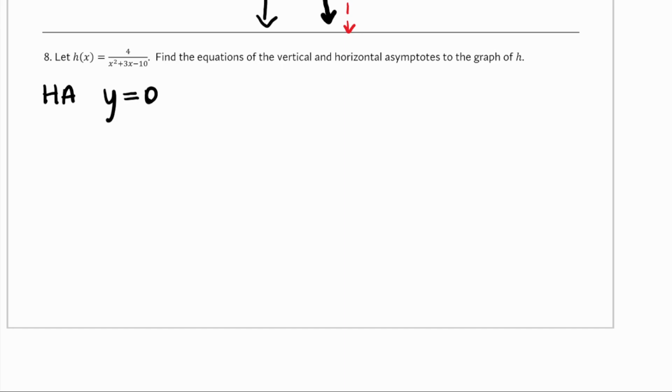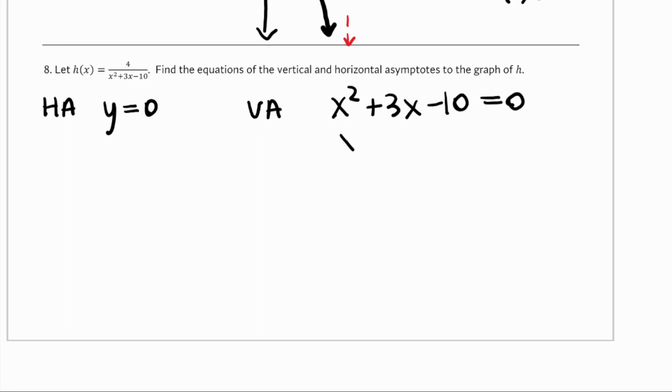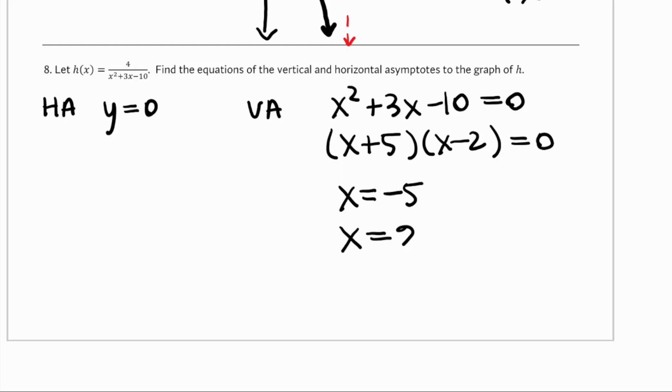Okay, for the vertical asymptote, I need to find where the denominator equals 0. So x squared plus 3x minus 10 equals 0. Factors of 10 that add to 3 would be 5 and 2, so maybe (x plus 5)(x minus 2). And then that will be x equaling negative 5 and also x equaling positive 2.